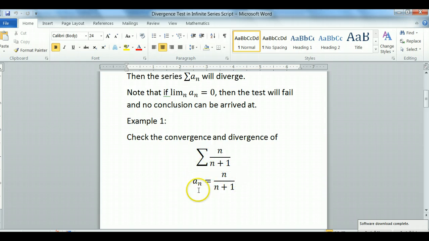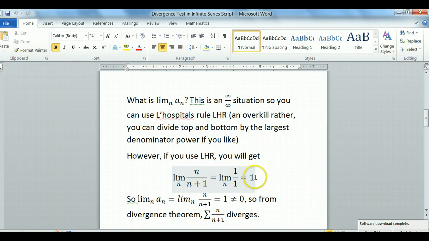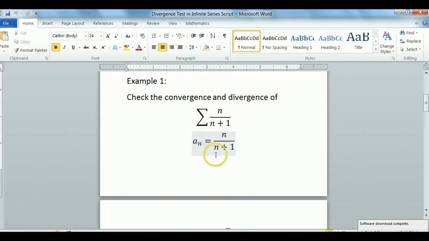So if you want to find the limit of this, first differentiate. If you differentiate n, you just get 1, and if you differentiate n plus 1 also, you get 1. So you get 1 over 1, which will be just 1. So the limit of this sequence is 1.